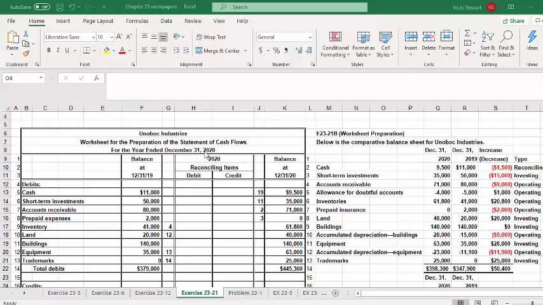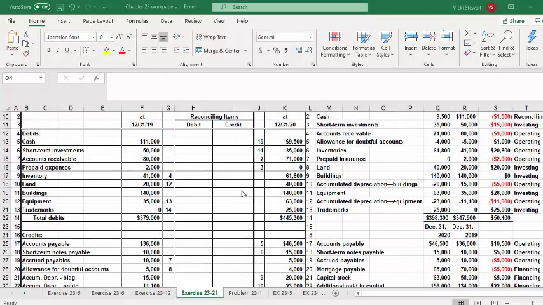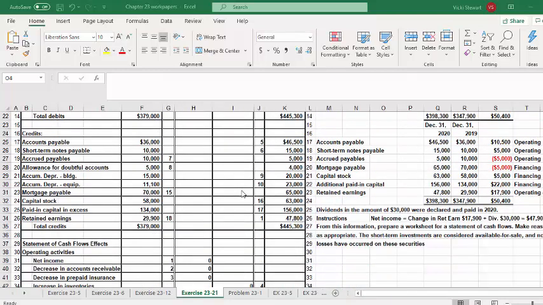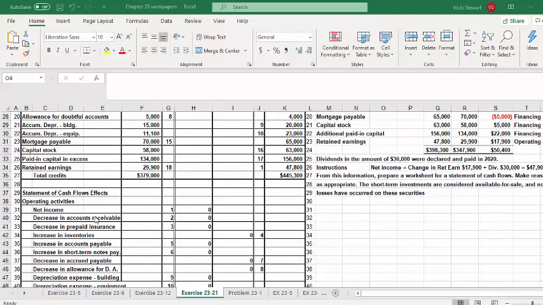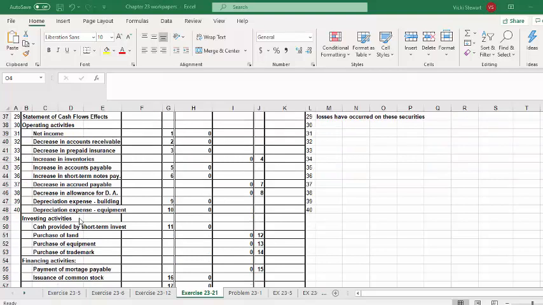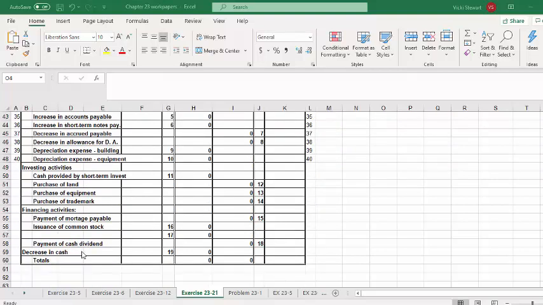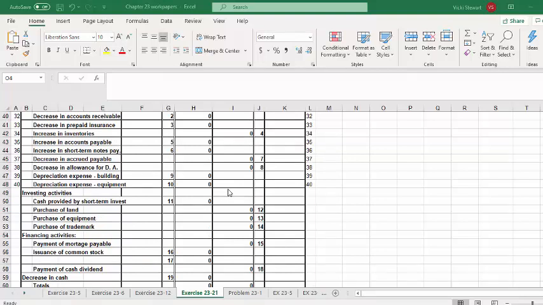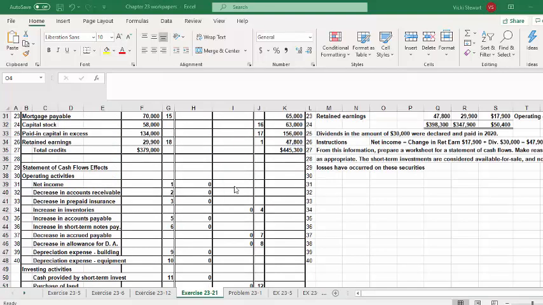12/31/2020. And what we are going to be doing in the reconciling columns is determining whether there is a debit or a credit to the account from the end of 19 to the end of 2020. And each of these reconciling items will also correspond to an item in the statement of cash flows, which I have listed the items for each one of these accounts in the bottom: the operating activities, investing activities, financing activities, and then the reconciling amount for cash. And each one of these items has a number beside it to show which balance sheet account it came from. So all of our debits and all of our credits will have to equal.